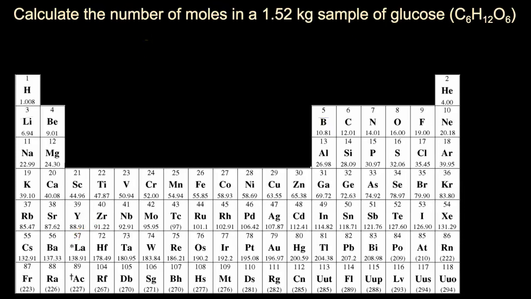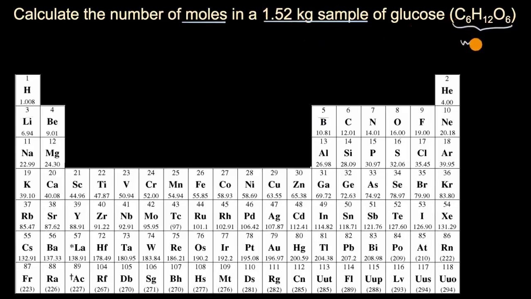Now, if we're trying to figure out the number of moles, remember, a mole you could view as a quantity of something. If I said a dozen of something, you'd say, oh, that's 12 of that thing. If I say a mole of something, I'm saying that's Avogadro's number of that thing. And so we have a 1.52 kilogram sample of glucose. So if we can figure out the mass per mole, or another way to think about it, the molar mass of glucose, well, then we just divide the mass of our sample by the mass per mole, and we'll know how many moles we have.